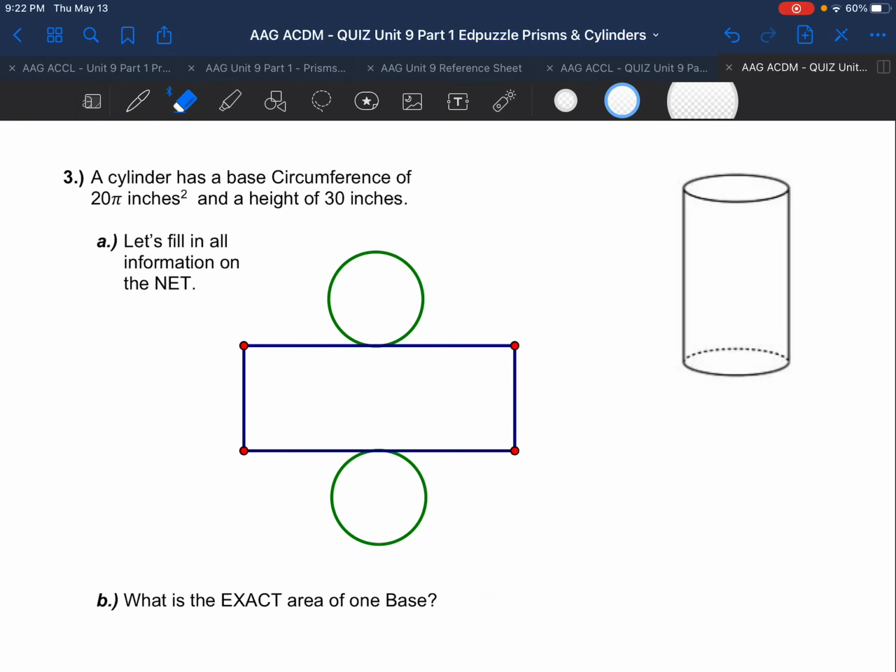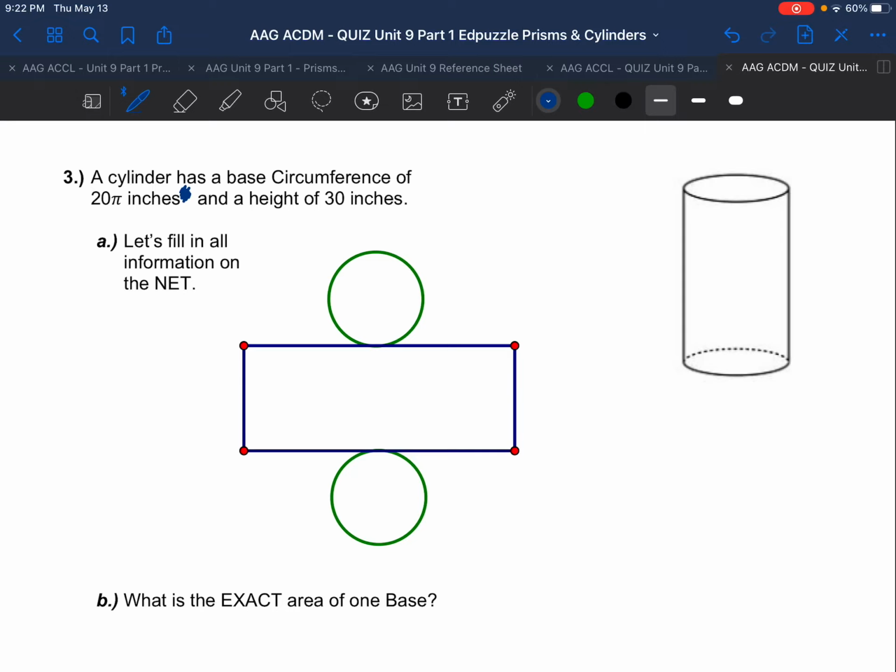Question number 3 involves a cylinder, a right cylinder to be more specific. It has a base circumference of 20 pi inches squared. Now that is wrong. We're going to scribble that out and we're going to say that it has a base circumference of 20 pi inches, not inches squared, it's not area. And it has a height of 30 inches.